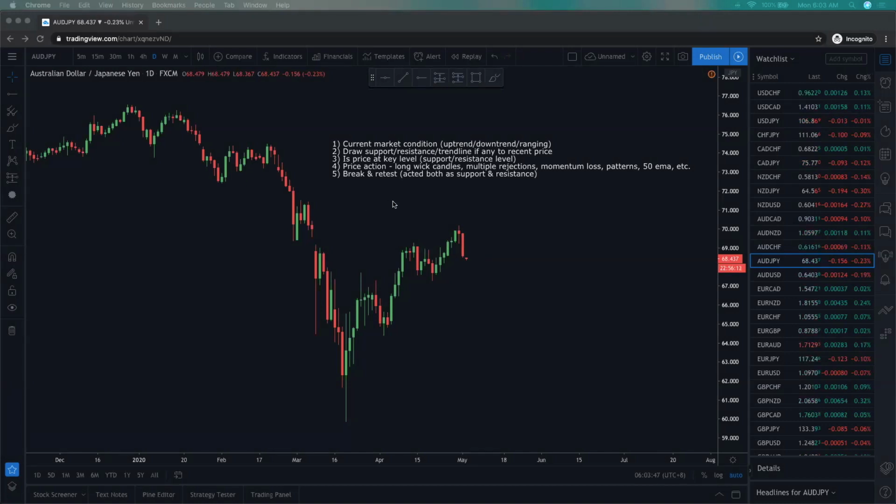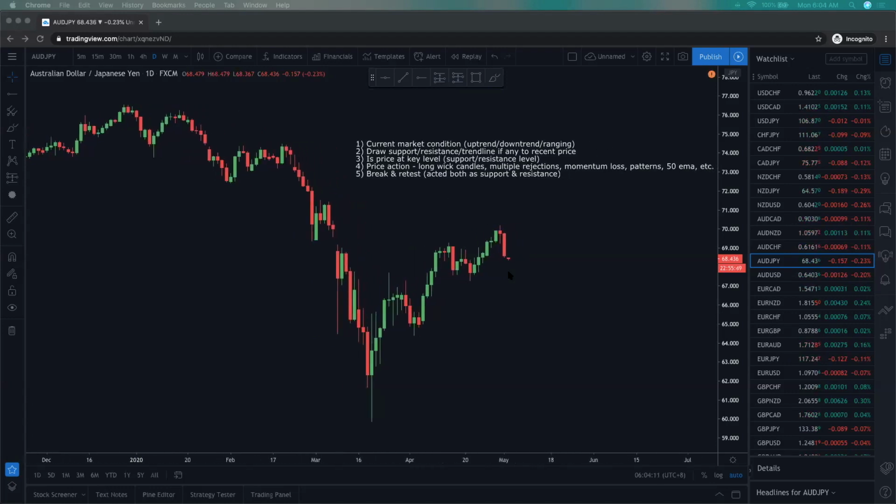So as you can see here, I've written it down. What I would do for myself when I trade is start with the daily time frame. You can see the top daily time frame, meaning each candle is considered one day. Now I will ask myself the first question: what is the current market condition? Is it an uptrend, downtrend, or a ranging market? This has been covered before, so you guys would know what an uptrend, downtrend, and ranging market are.